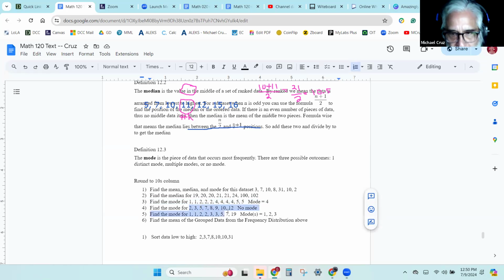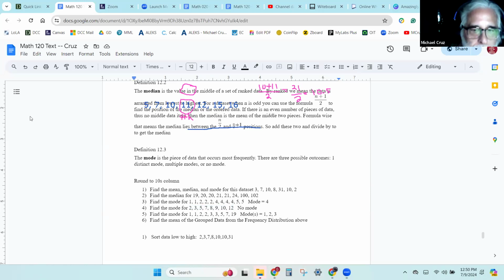Notice on this right here, 2, 3, 5, 7, 8, 9, and 12, they're all unique. So there is no mode. And on this one, we've got 2 ones, 2 twos, and 2 threes. See? 2, 2, and 2, so there is no clear winner, so it's a tie between 1, 2, and 3. So no mode is when they're all unique, nothing wins, nothing repeats more than any of the other ones.